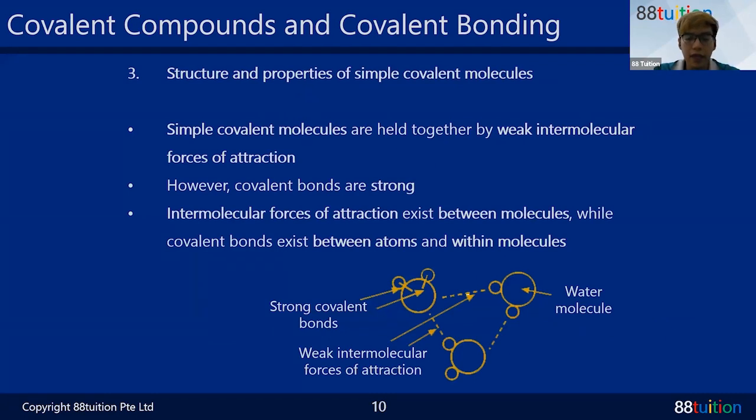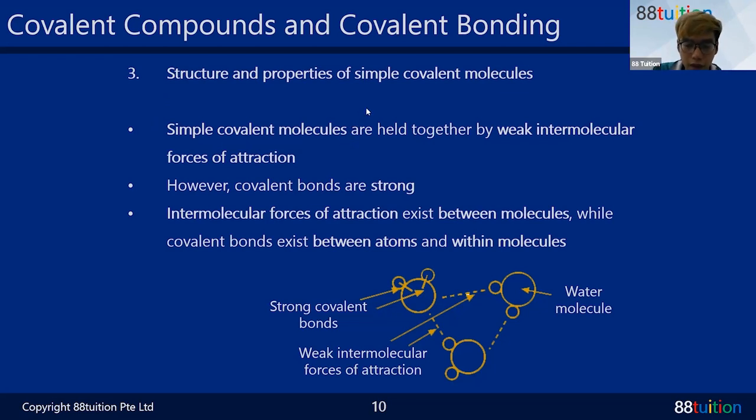Okay, so understanding the structure, then we can go into the properties also. For simple covalent molecules, you have one molecule, all separate from one another, right? You need to understand that your simple covalent molecules are held together by weak intermolecular force of attraction. So this is in contrast to your ionic.